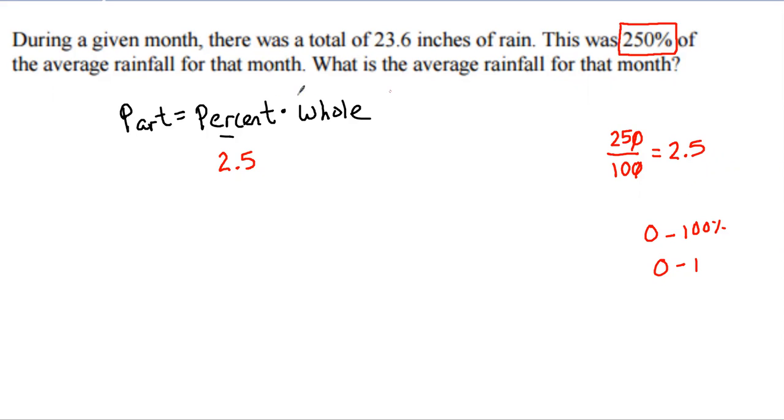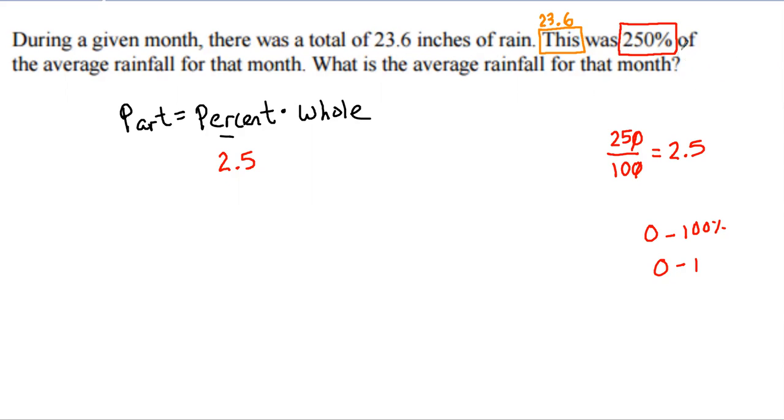So reading through this problem a little bit more, it says "this was." So what do they mean? When they use this word "this," what are they talking about? Well, if I read out my previous sentence here, I'll know exactly what they're talking about. It says, during a given month, there was a total of 23.6 inches of rain. This, referring back to the 23.6 inches. So when they say this, they're saying 23.6 was 250% of the average rainfall for that month.